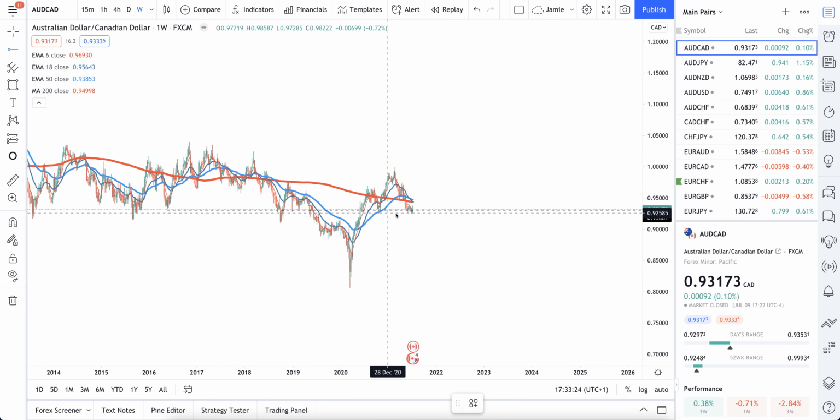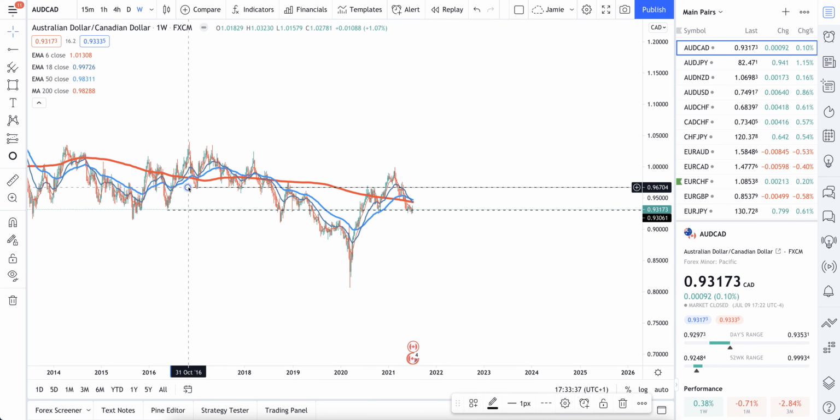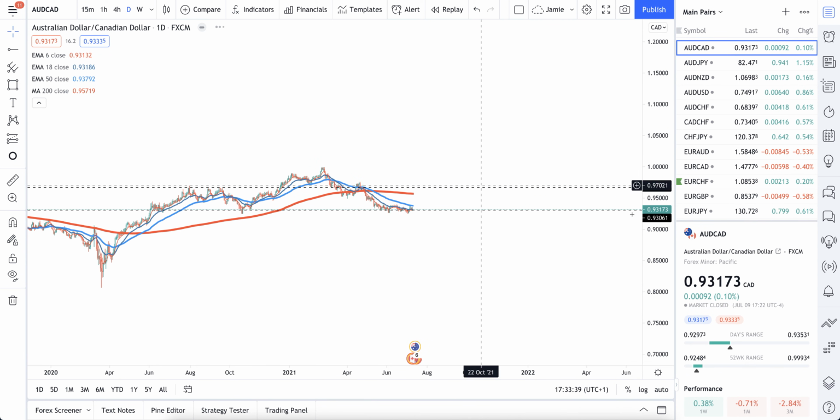You can see this level here has had a few touches, but a key factor in play now is we've got a break below the 200 moving average. So we are on the weekly here at the moment, and we're just going to put in some levels, and this will give us a better understanding of where the price could go.